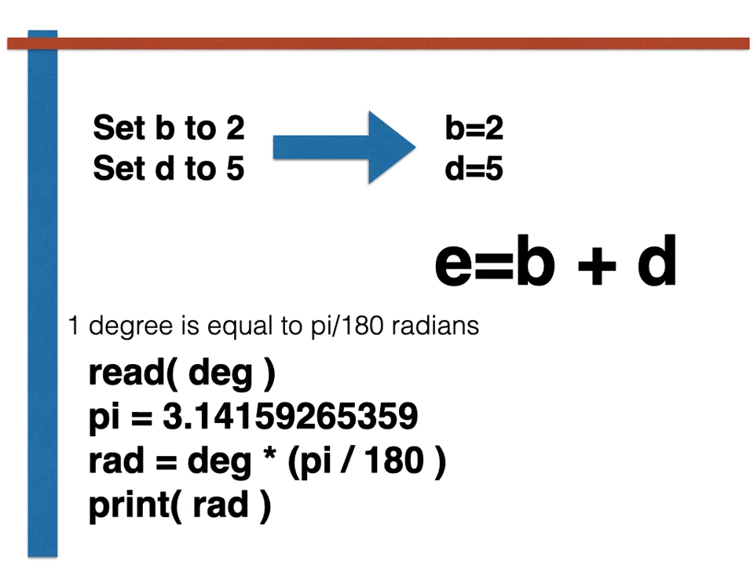It takes in the value of the angle in degrees from somewhere. It sets the state of a variable called pi equal to 3.141592653559. This is just the value of pi. It calculates the value of the angle in radians by using the formula that is in the definition above. It prints out the value of the angle in radians.